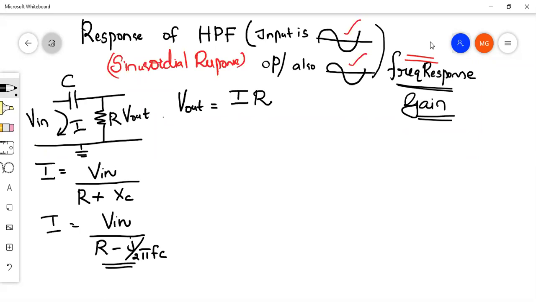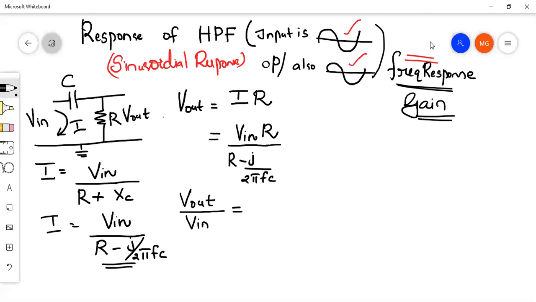Then here I am substituting this current, that is V in divided by R minus j divided by 2 pi FC, into R. I write R like this. Right? Then I can rearrange this equation. The output is already on the LHS, and I bring the input voltage from the RHS over. Then the equation becomes R divided by R minus j divided by 2 pi FC.